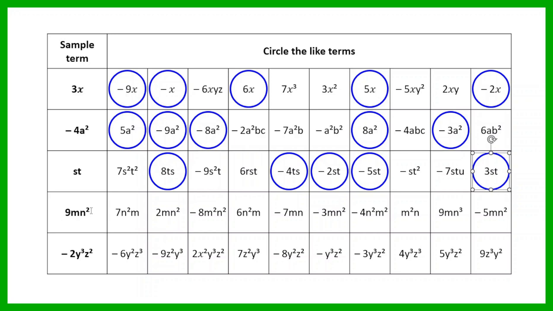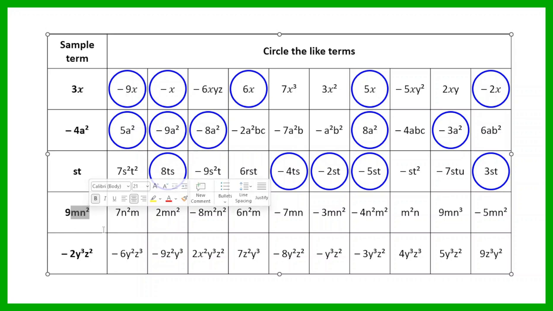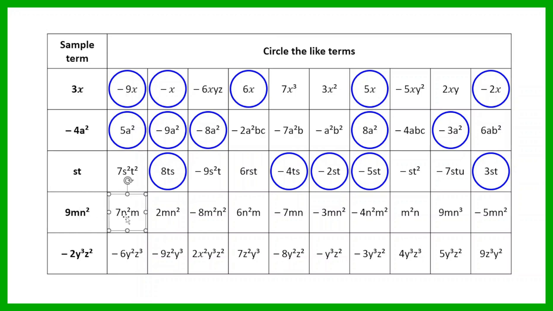Then I've got 9mn squared, so I am focusing on the mn squared part of that. So long as it has m to the power of 1, or just m, and n squared, it's going to be a like term. It doesn't matter which order they're in, though. Okay, so in the first one, I've got m and n squared, so that is a like term. Here, I've got m and n squared, so that is a like term. This one, I've got m squared and n squared, is not a like term. This one is m and n squared, so it's a like term. Here I've got m, but I don't have n squared, I just have n, so it's not a like term.